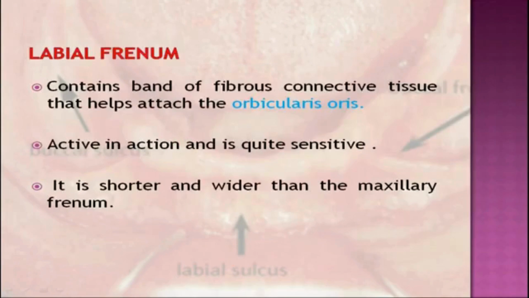Labial frenum. The mandibular labial frenum contains a band of fibrous connective tissue that helps attach the orbicularis oris muscle. So, it is quite sensitive and it is active in action. Whereas in the maxilla, there is no muscle attachment as well as no action of its own. This frenum is shorter and wider than the maxillary frenum.